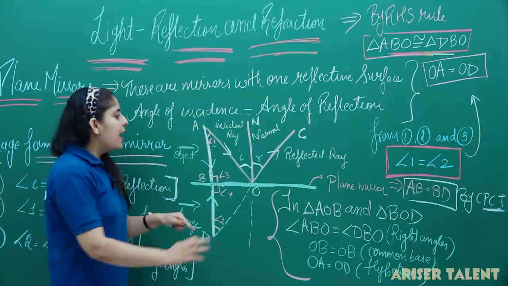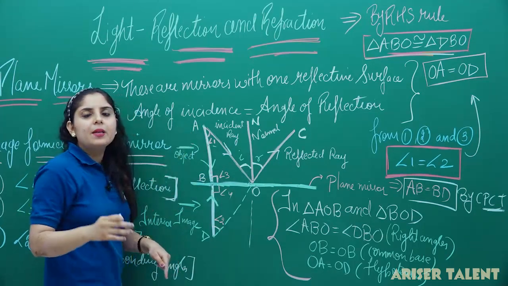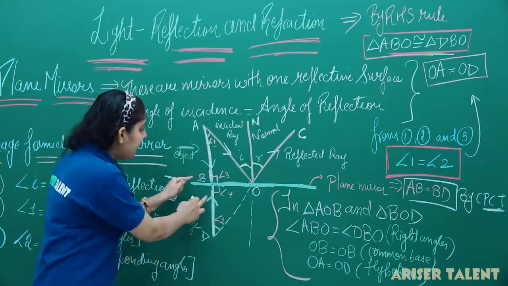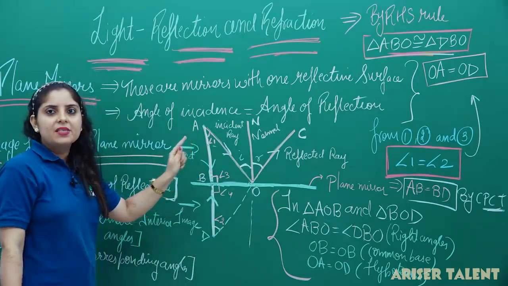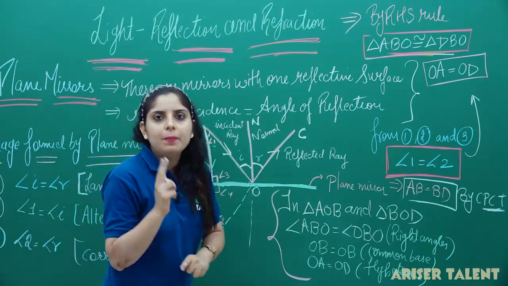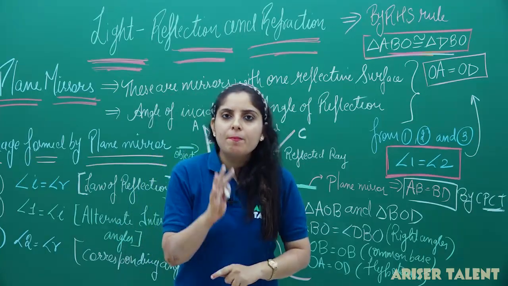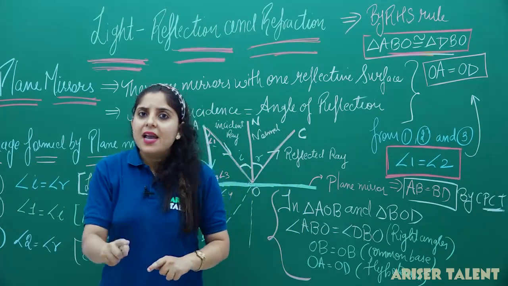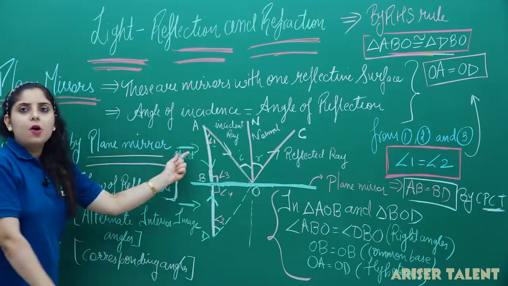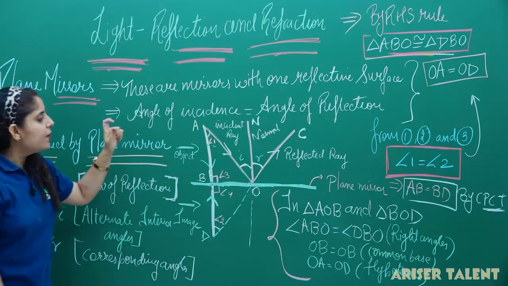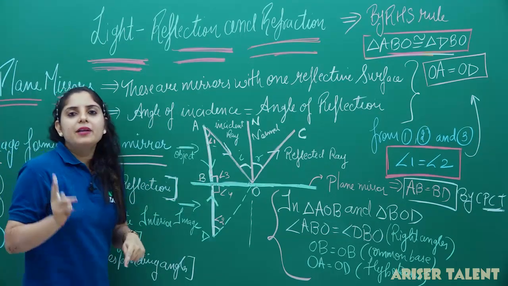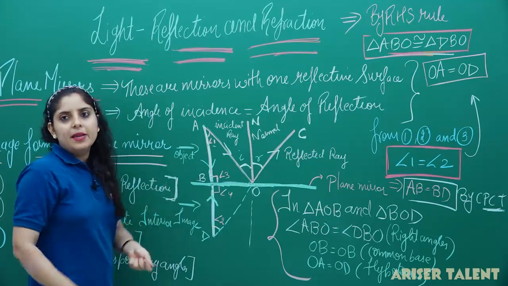We are getting here that the image formed by the plane mirror is of the same size as the object, and it is at the same distance as the object is placed. So this expression is a proof of two properties of the plane mirror, that the image formed by a plane mirror is of the same size as the object, and it is formed at the same distance as the object is placed. So if AB equal to BD, by proving this congruence condition, we have arrived at the two main properties of the plane mirror.